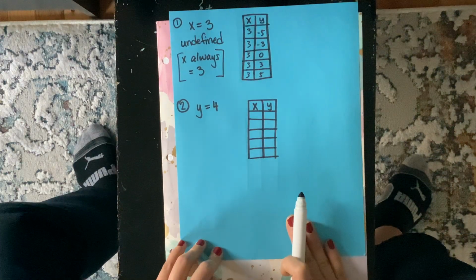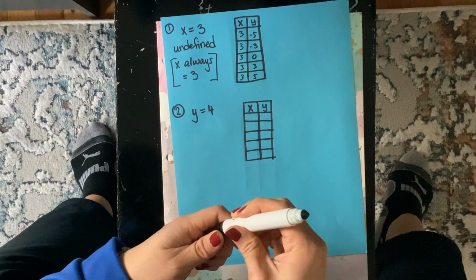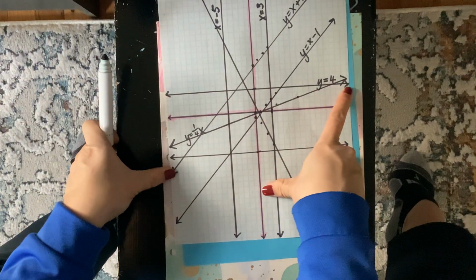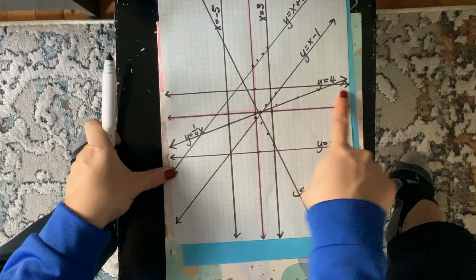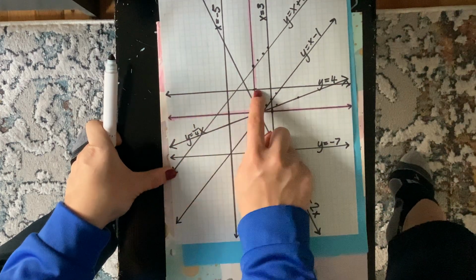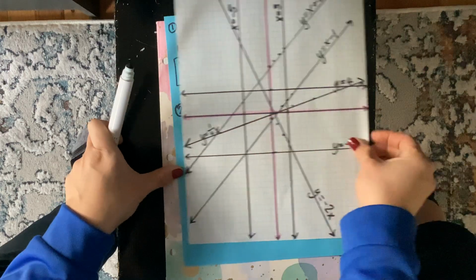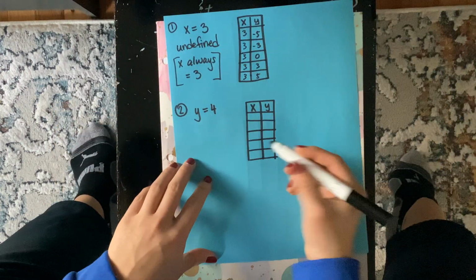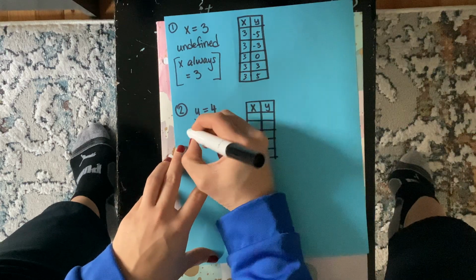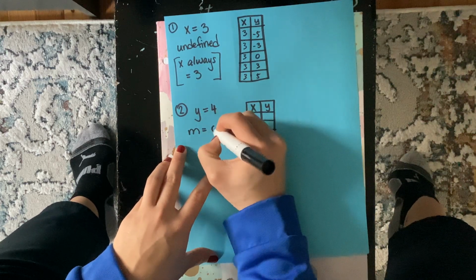If you had an equation like this, y equals 4. Okay, we can look at this. Y equals 4 is right here. It's going straight across. So it actually does have a y-intercept right here at 4. It crosses at 4. Y equals 4 has a slope of 0 because it's flat. So we can write m equals 0.